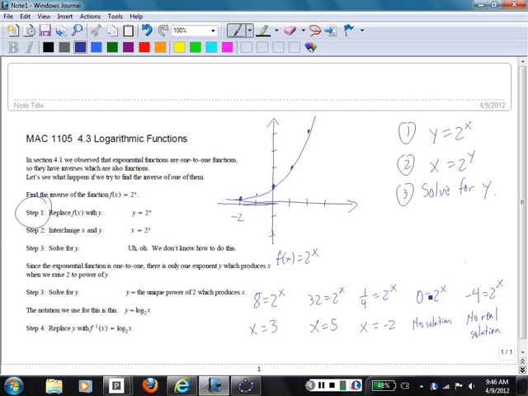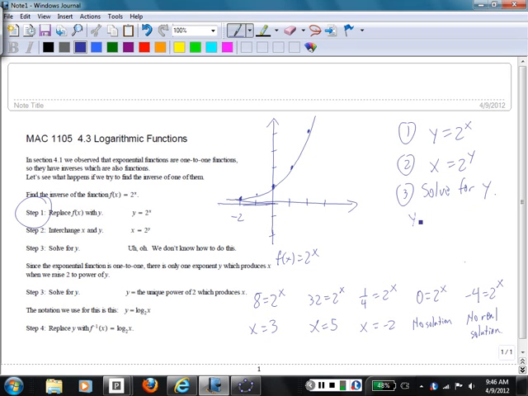So to solve this for y, let's see. There's just one number, just one power to which 2 can be raised to get 8 as the answer. So 3 is the power that 2 can be raised to get 8 as the answer. 5 is the power that 2 can be raised to get 32 as the answer. Let's see, -2 is the power that 2 can be raised to get 1/4 as the answer. So I'm going to say it like this.